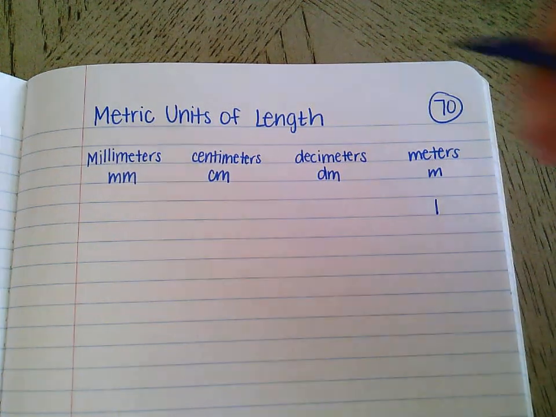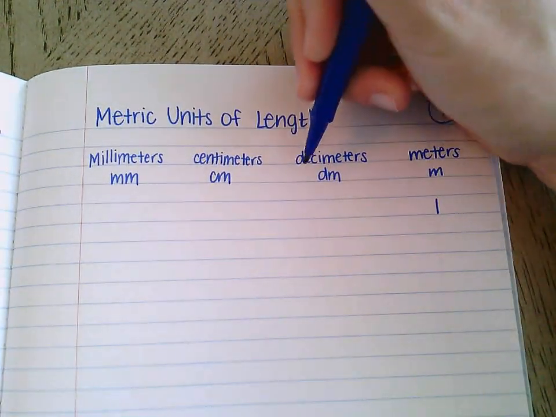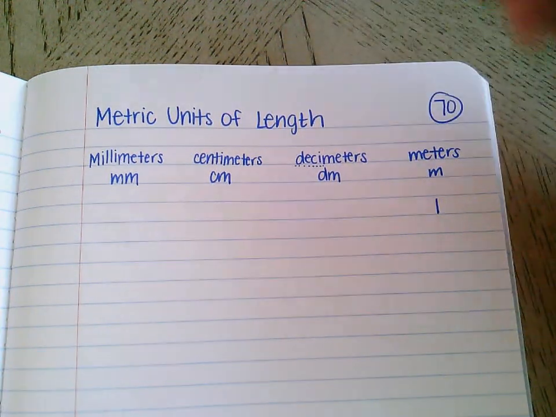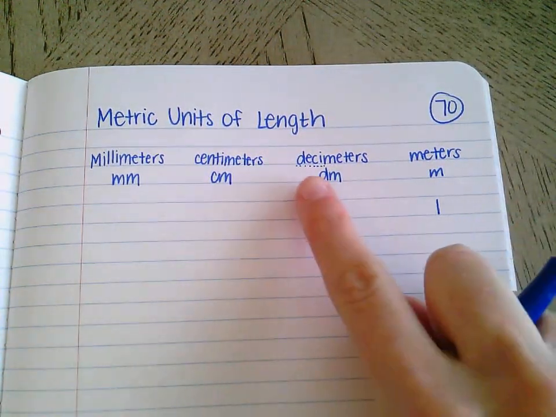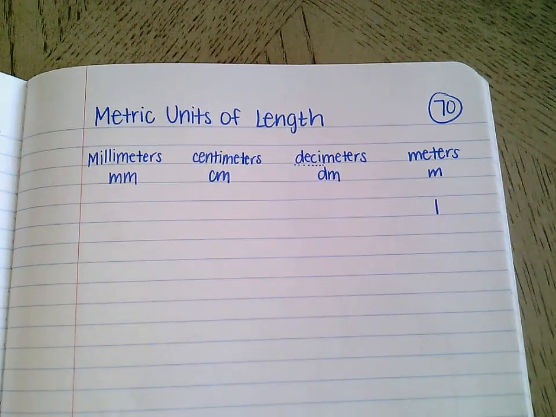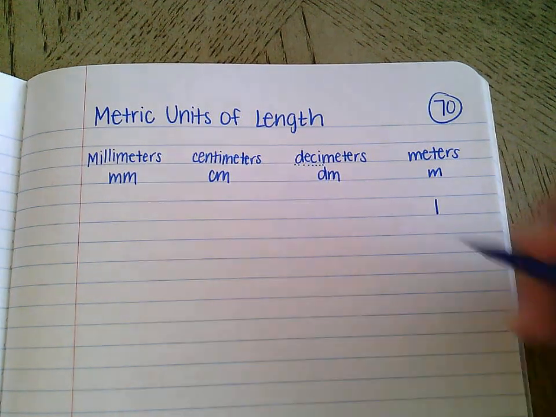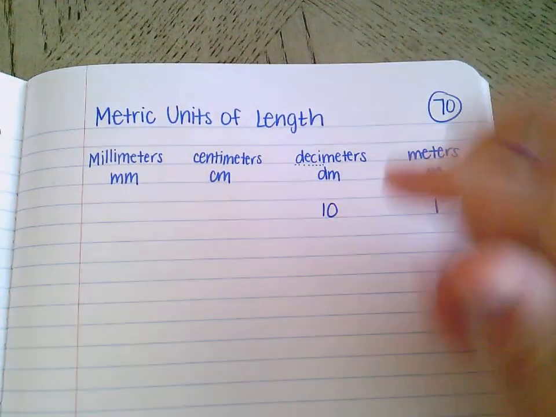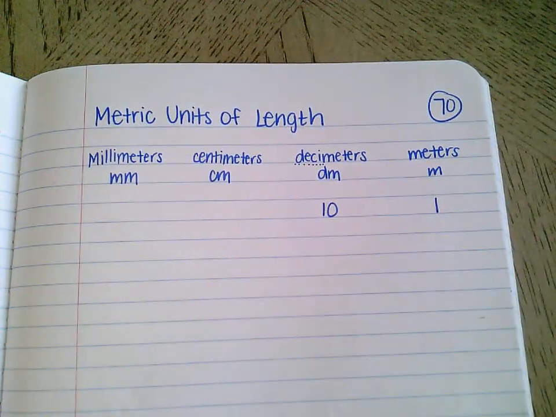Now, we know what this root word means, deci, and you might not know that you know this, but think of a decade, D-E-C. Think of a decade of a rosary. How many Hail Marys are in that decade? Well, we know 10. Deci or dec actually means 10. There are 10 decimeters in a meter.